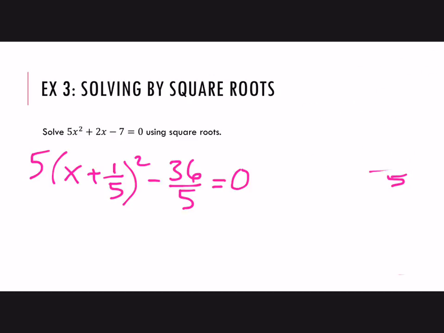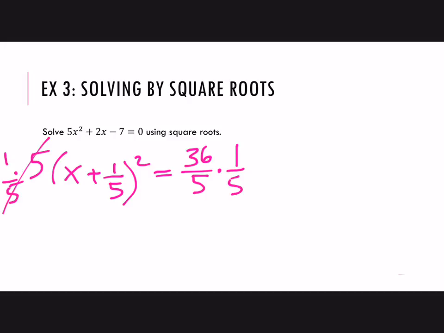Okay, so we are all set up now to solve by square roots. Once it's in this form, then we go through the process that you learned previously in the last video. So we want to add 36/5 to both sides, and then divide by 5. Now I don't really like dividing fractions by 5, so instead I'm going to multiply by 1/5, and that'll do the same thing. And we end up with x plus 1/5 squared equals 36 over 25.